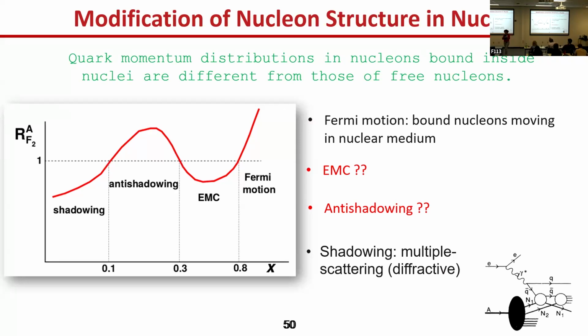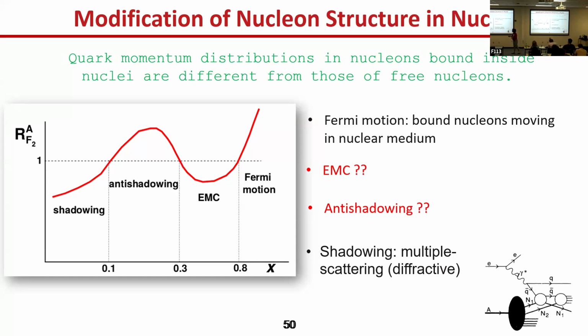The parton distribution function of a free nucleon was expected to be the same in a nucleon. But it's not the same. And the first effect was in this EMC effect. So this part, the Fermi motion, is quite well understood. It is the motion due to the interaction of the effect of the other nucleons in the nucleus.